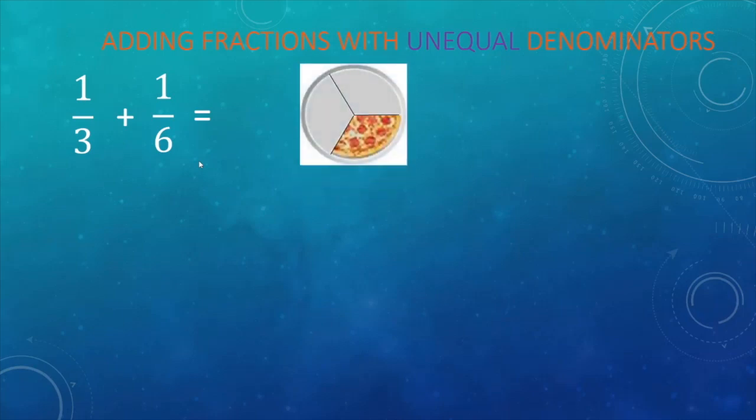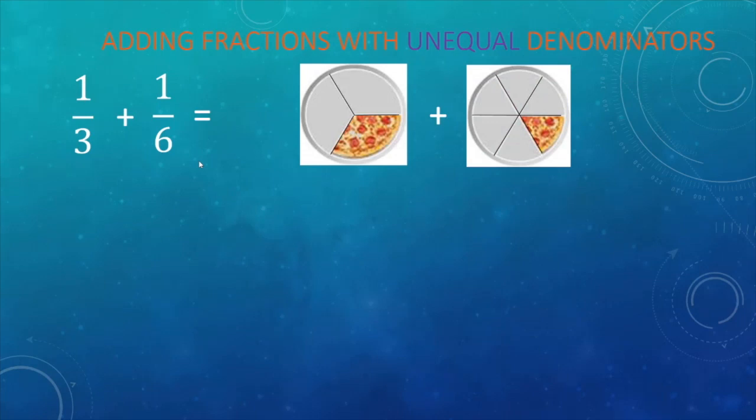We have one slice of pizza that is divided into 3 equal parts, and one slice of pizza that is divided into 6 equal parts. So if we want to put them on the same plate, we will have 2 slices of pizza on one plate. But wait! As you can see, those slices are of different size. It's not going to be right. Fractions must have parts of equal size. So to be able to add two fractions, both fractions must have parts of equal size.